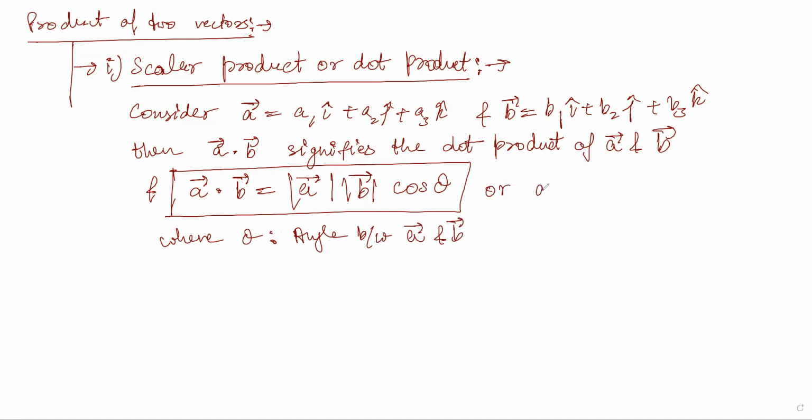Or if vectors are given in component form, so let's say you have your two vectors, in that case, dot product is very simple. You just have to multiply the corresponding elements. So i with i, j with j, and k with k. So your dot product would be A dot B is equal to A1 B1 plus A2 B2 plus A3 B3.